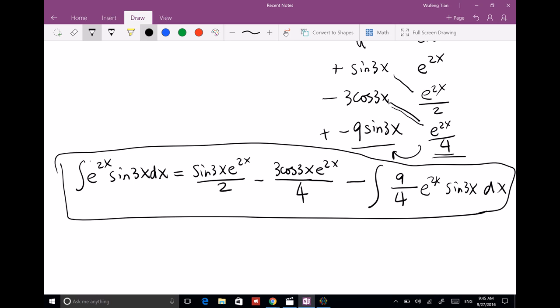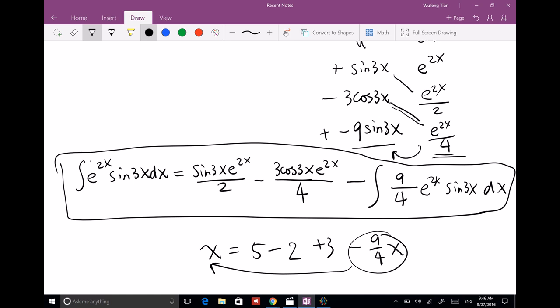Okay, so if I change something, probably you can tell me the right answer I want. If I have x equals 5 minus 2 plus 3 plus minus 9 over 4x, what do you think I need to do now? Solve for x. If it's like this, how do I solve for x? Oh, you bring this one to this side, right?